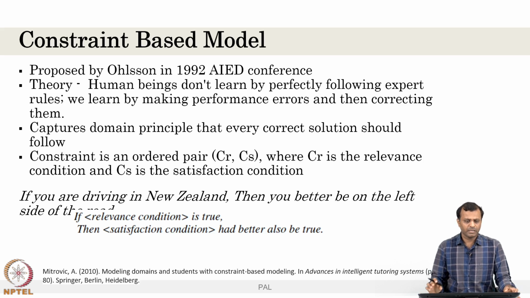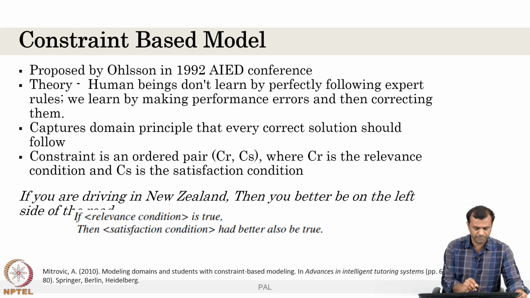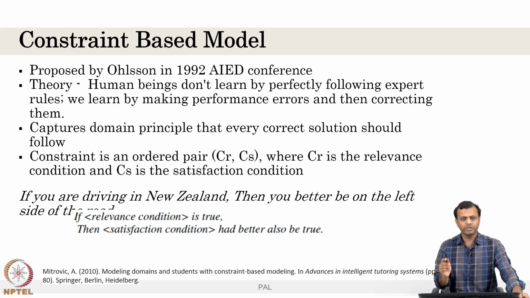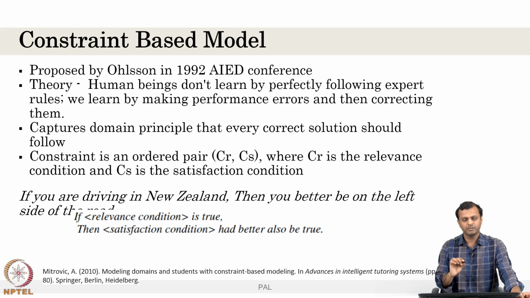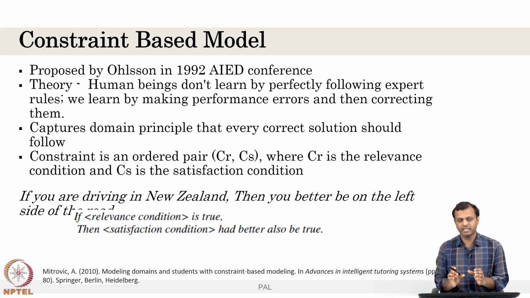The constraint has two things: the CR, the relevance condition, and the CS, the satisfaction condition. It captures the format the solution should follow. For example, if you're driving in New Zealand, then you had better be on the left side of the road. Driving in New Zealand is the relevance condition. Being on the left side of the road is the satisfaction condition: if you're doing this, you should follow this particular property. For a relevance condition, you should have a proper satisfaction condition.